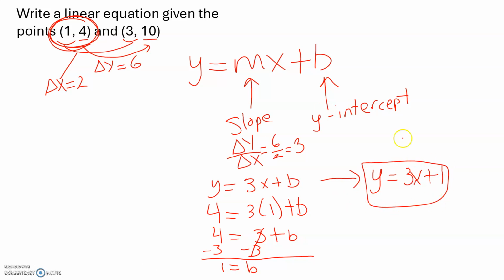What's nice is we can very quickly verify that this works. Our equation suggests that if we multiply by 3 and add 1, we get the y value. Let's test the first one. 3 times 1 is 3, plus 1 is 4. And the second one, 3 times 3 is 9, plus 1 is 10.